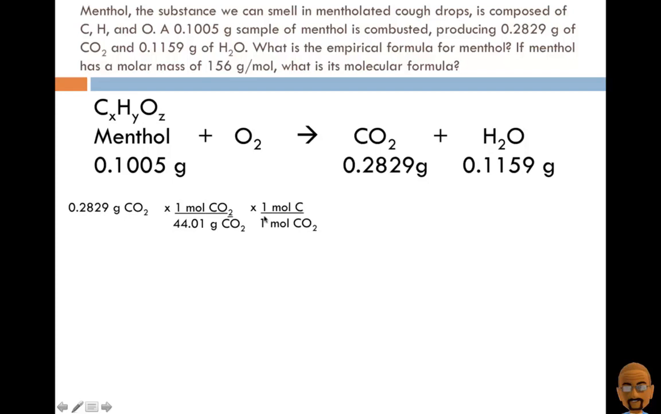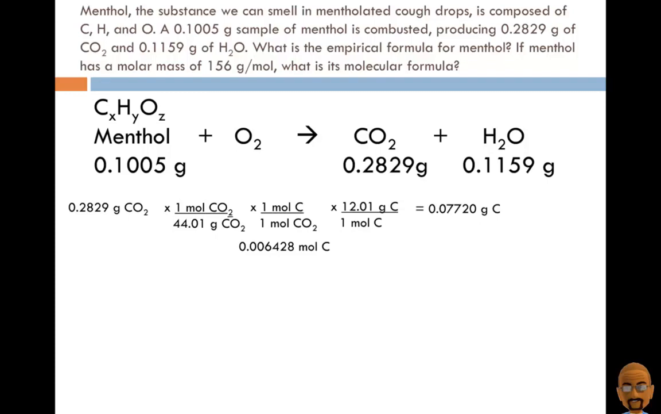Next, the mole ratio I want to use here is the mole ratio of carbon to carbon dioxide. I see that in the formula, for every 1 mole of carbon dioxide, I have 1 mole of carbon. So I'm going to carry out that calculation, and I'm going to write down how many moles of carbon are being produced here. I'm not going to stop here. I want to figure out exactly how many grams of carbon are produced. Now to do that, I'm going to multiply by the molar mass of carbon, which is 12.01, and I get 0.07720 grams of carbon.